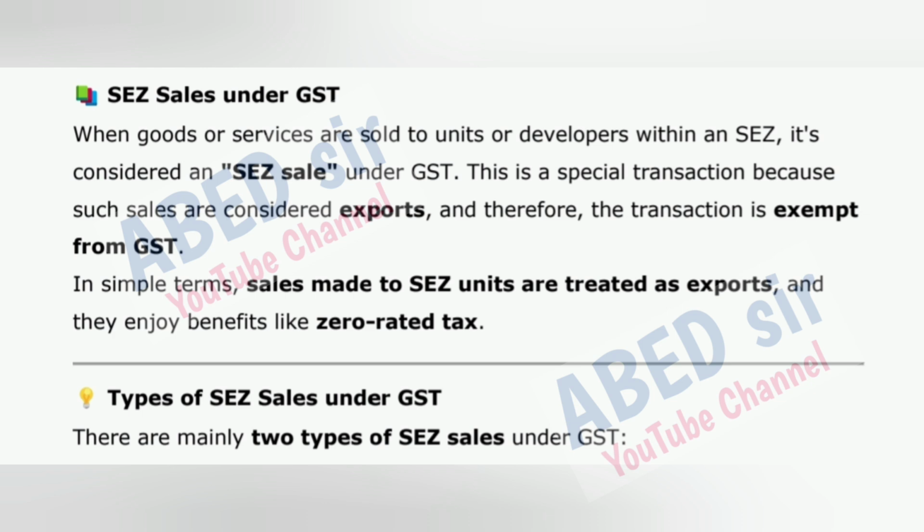When goods or services are sold to units or developers within an SEZ, it's considered an SEZ sale under GST. This is a special transaction because such sales are considered exports and therefore the transaction is exempt from GST. In simple terms, sales made to SEZ units are treated as exports and they enjoy benefits like zero-rated tax.